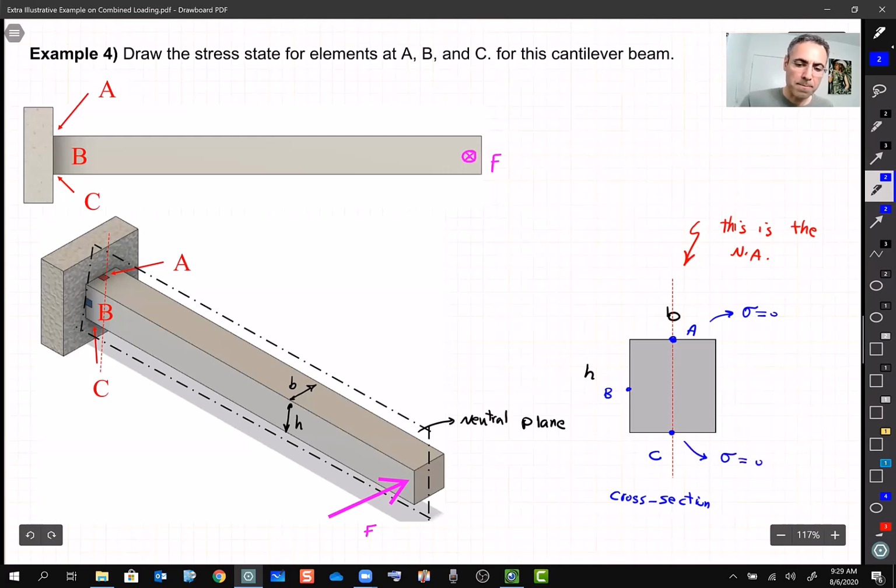All right. What about B? Well, stress at point B is under bending. Sigma is M times the distance to the neutral axis, which is B divided by 2.